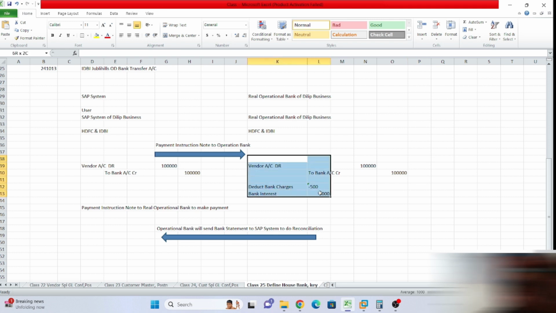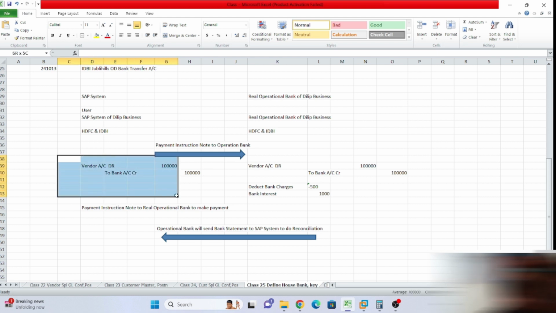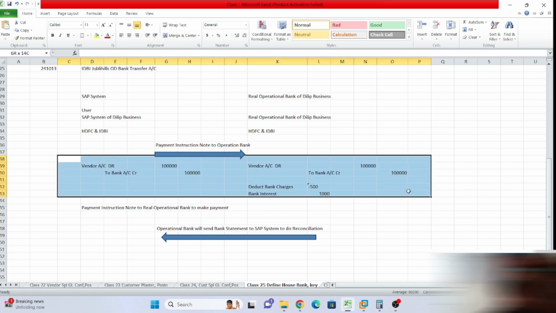The bank account should match with our SAP system. These two things have to be posted in the SAP system: the bank charges have to be posted, and the bank interest should also be posted, right? Then these two will tally. These two will be reconciled.